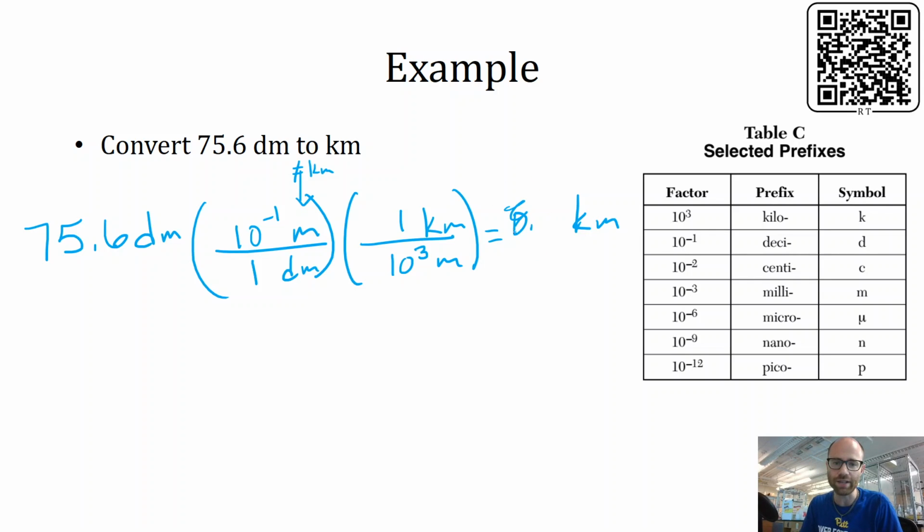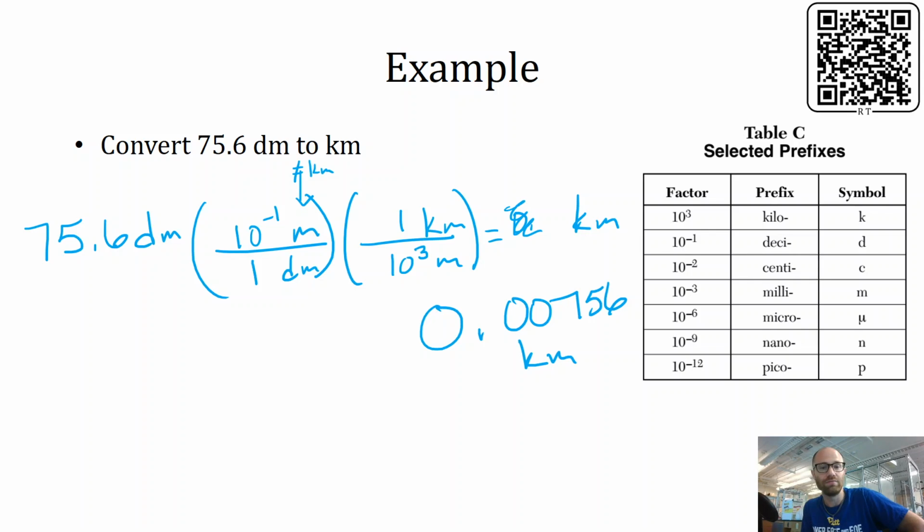I'm going to write this down here where I have some space. 0.00756 kilometers. I don't really trust myself to do that in my head. But did I go 1, 2, 3, 4? Yeah. But that's the process. I hope this gives you a new tool to approach some more difficult problems. Thanks for watching.